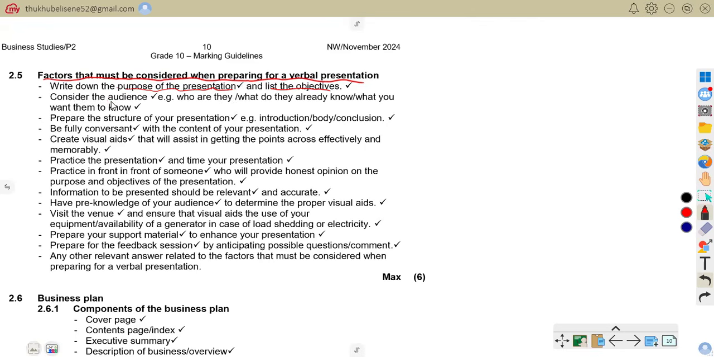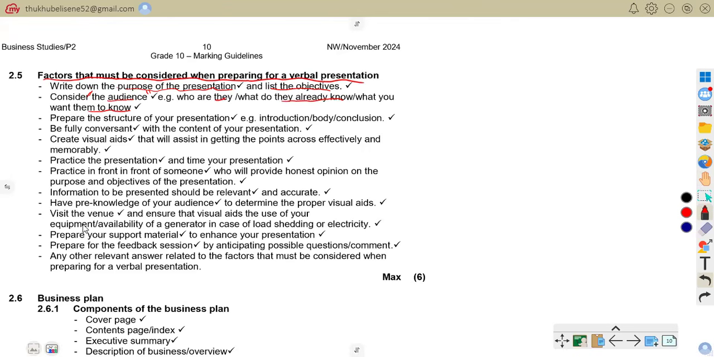Consider the audience. When you are doing the presentation, it is a very important factor to consider the audience. Who are they? What do they already know? And what do you want them to know? That is very important. The audience is very important.